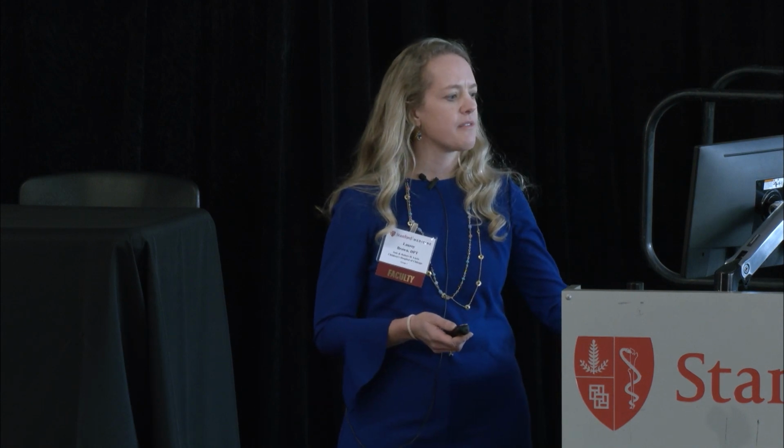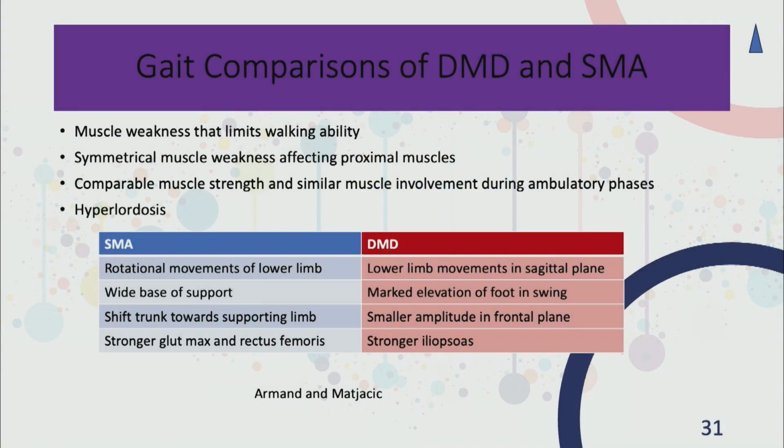And then when we look at the levels of muscle involvement, this is thought to be comparable throughout the ambulatory phases in both. But then there are also some distinctions between the two diagnoses that could influence form as well, like the rotational components, the strength of the hip extensors and quads versus the strength of the hip flexors, and the particular kinematics at the stance and swing phases.